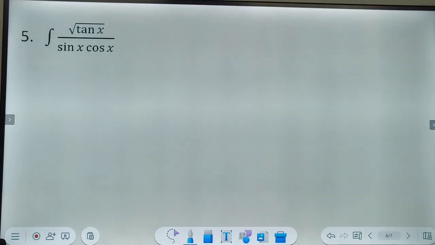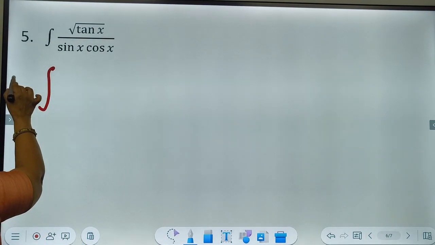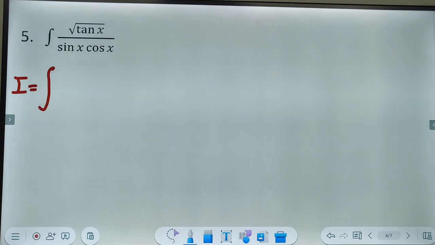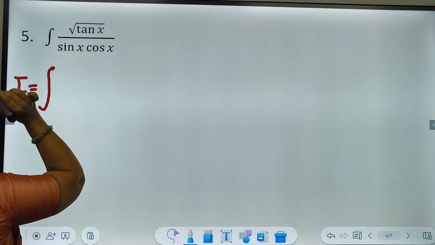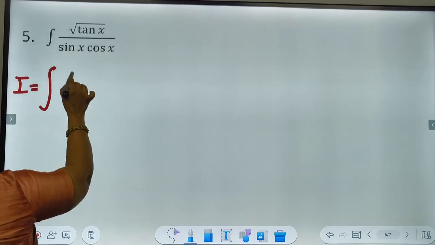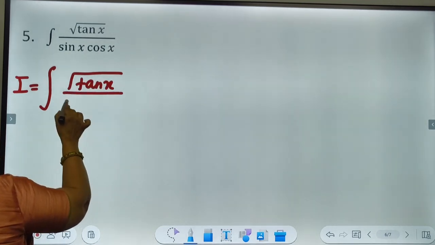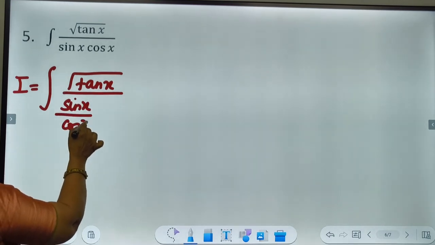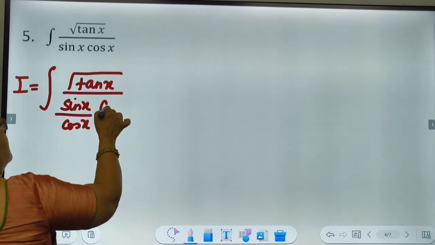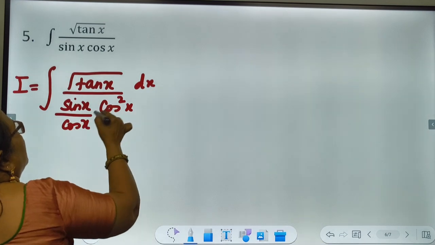Now look at this. Integral of root tan x by sin x cos x. I am going to again make a manipulation here. When I see this tan x, I feel that I need tan x in the denominator also. So what I am going to do is, this sin x I am going to divide by cos x. Then what will happen? Here it will become cos square x dx, because if I divide I have to multiply.